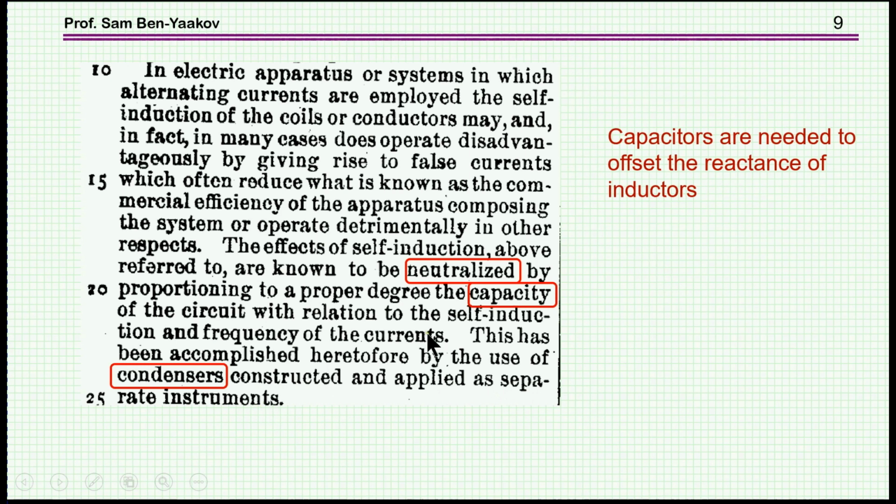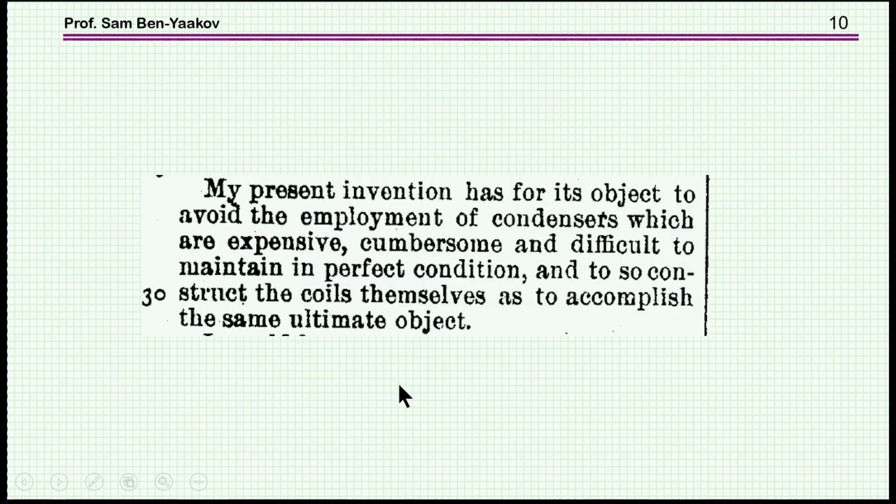That is, inductors by themselves cannot provide the low impedance needed for the current, so they need a capacitor put in parallel with the inductors. Now the objective of this invention, my present invention, has as its object to avoid the employment of condensers, which are expensive, cumbersome, and difficult to maintain in perfect condition, and so to construct the coils themselves so as to accomplish the same ultimate object.